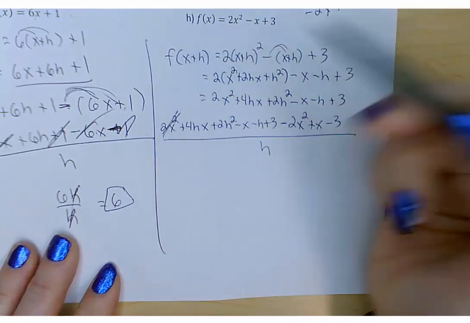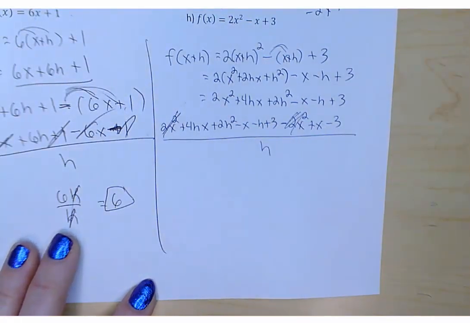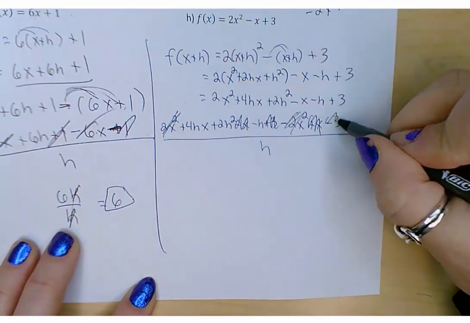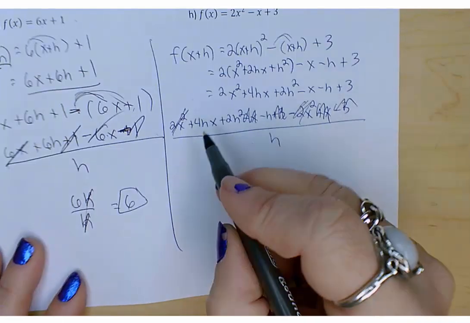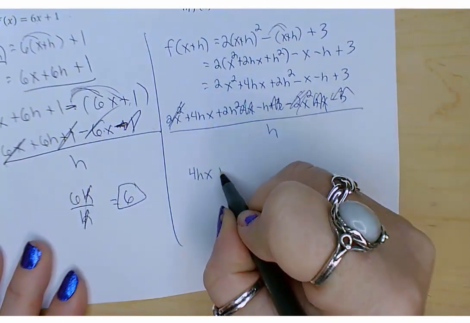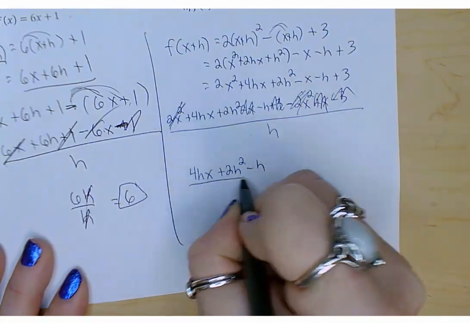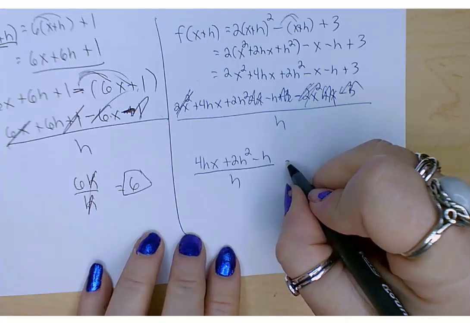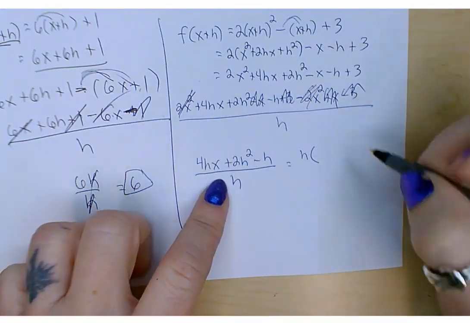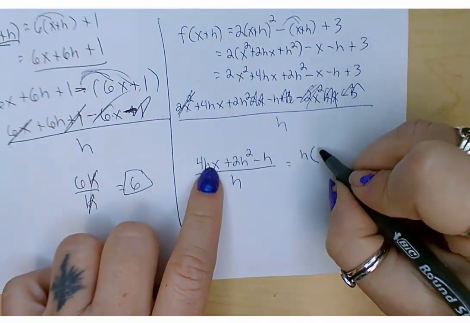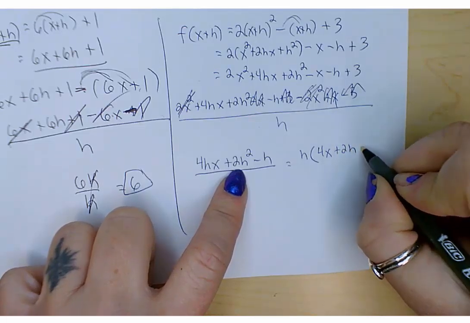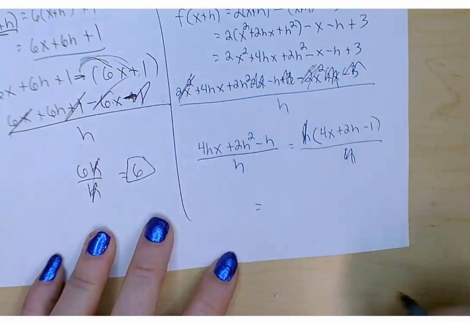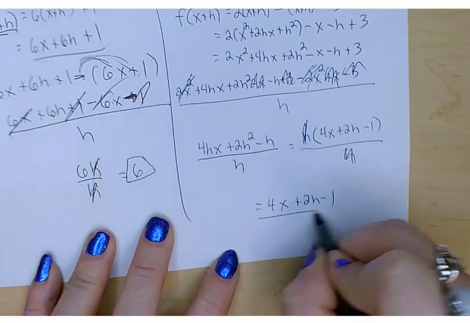Let's see what cancels. I see a 2x squared that cancels with a negative 2x squared. Negative x cancels with the positive x. Positive 3 cancels with negative 3. And I believe that is it. So what we have left over is 4hx plus 2h squared minus h all over h. We can still simplify this just a little bit more here. Notice that every single term that we have in our problem has an h. Let's factor out an h from that numerator. If we factor out an h, we are left with a 4x there in front, plus 2h minus a 1, all over h. That way this h can cancel with this h, leaving us with 4x plus 2h minus 1.